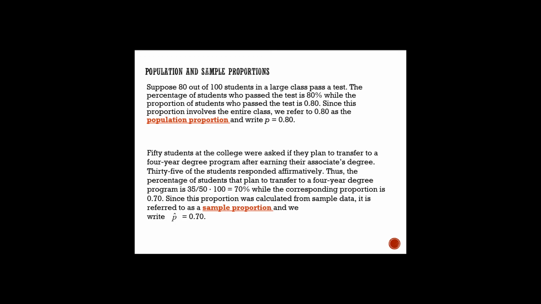Now what about this? 50 students at the college were asked if they planned to transfer to a 4-year degree program after earning their associate's degree. 35 of the students said yes. So the percentage of students that plan to transfer is 35 out of 50. We divide that and multiply by 100, and we come up with 70%. So that would be a proportion of 0.7. Since that data came from a sample, not all the students at the college, we call this a sample proportion, and we write it as p hat is equal to 0.7.